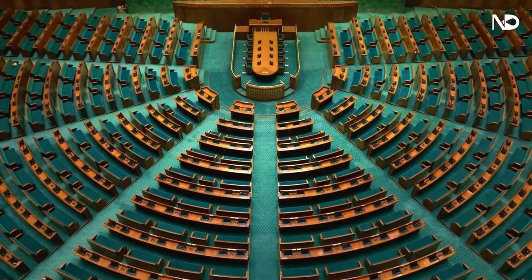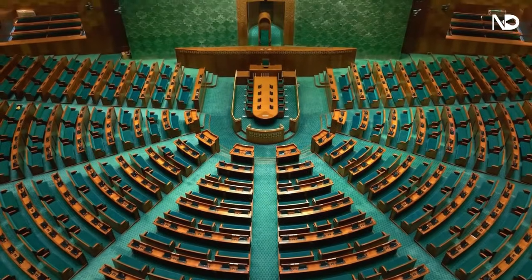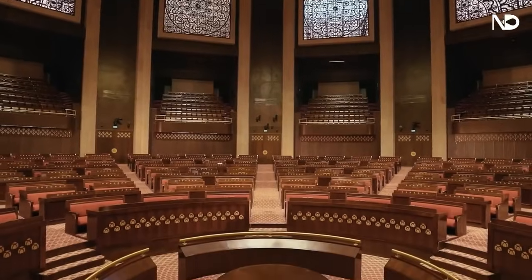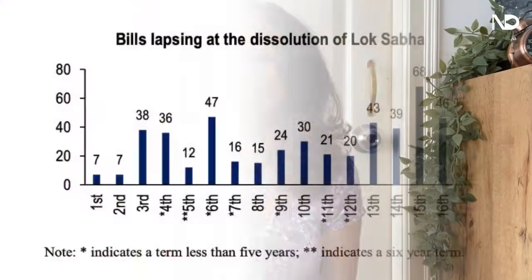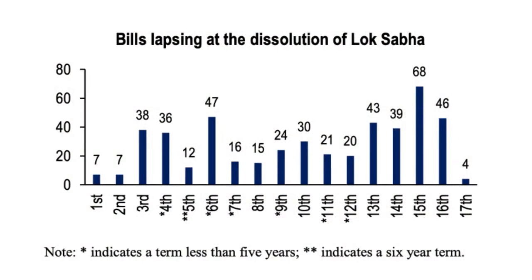Say a bill is pending in the Lok Sabha or passed in the Lok Sabha but pending in the Rajya Sabha or vice versa, it will lapse if no action is taken on it before the parliament term dissolves. The 15th Lok Sabha, the most disruptive, had the maximum amount of pending bills. Upon its dissolution in 2014, as many as 68 bills lapsed in the lower house.